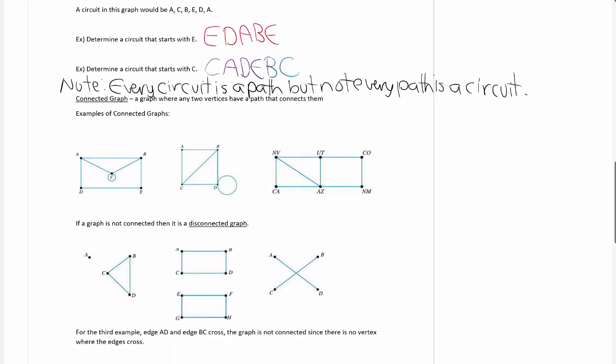If a graph is not connected, then it's what is called a disconnected graph. In the graph on the left at the bottom, there's no way I can connect A to C, no way to connect A to B, and no way for me to connect A to D. In the middle, there's no way for me to connect A to E, or A to G, or A to F, or A to H. For the third example, edge AD and edge BC cross. The graph is not connected since there is no vertex where the edges cross.